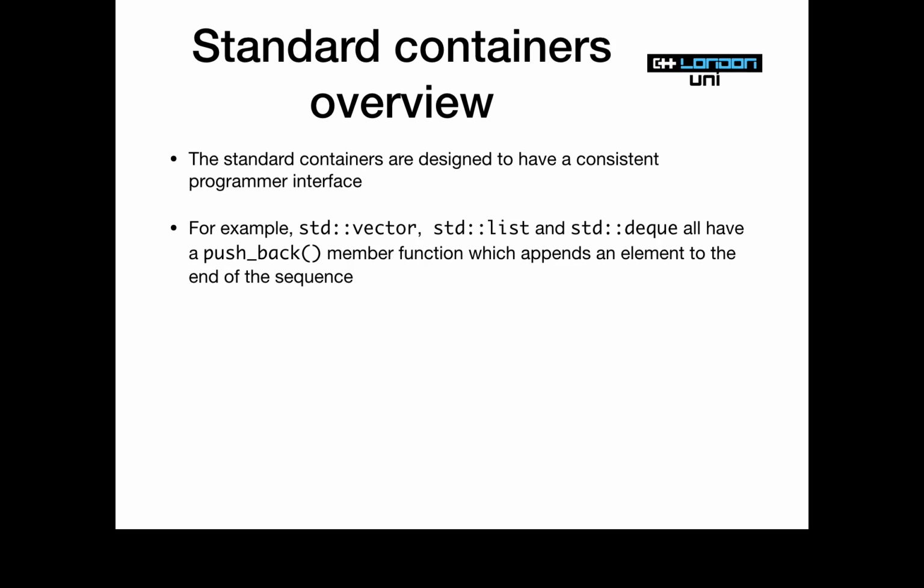So the standard library containers are designed to have a broadly consistent API, a broadly consistent interface in terms of the member functions that you call on these classes in order to do things with them. For example, for a sequence container, to add something to the back of a sequence container, we call push_back. To remove an element from the back, we call pop_back. To insert a value, we call the insert member function.